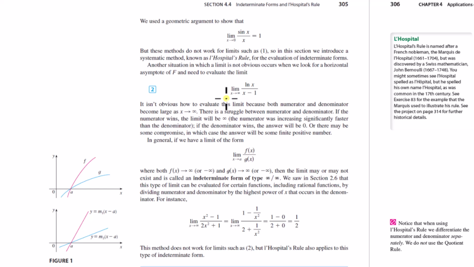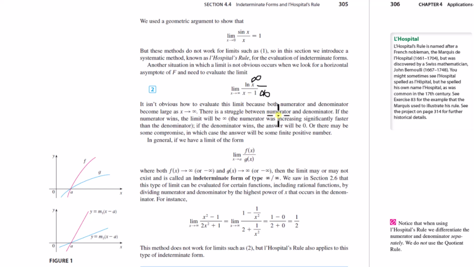Okay, so what they're saying here is we're now taking the limit as x approaches infinity, not 1. That's when you're looking for a horizontal asymptote, remember, you're taking a limit as x goes to plus or minus infinity. It isn't obvious how to evaluate this limit because both the numerator and the denominator become large as x approaches infinity, right? If we plug in infinity here, you get infinity over infinity. And this is not equal to 1. You can't cross out infinity over infinity and get 1. No. It depends how fast the natural log of x grows relative to x minus 1.